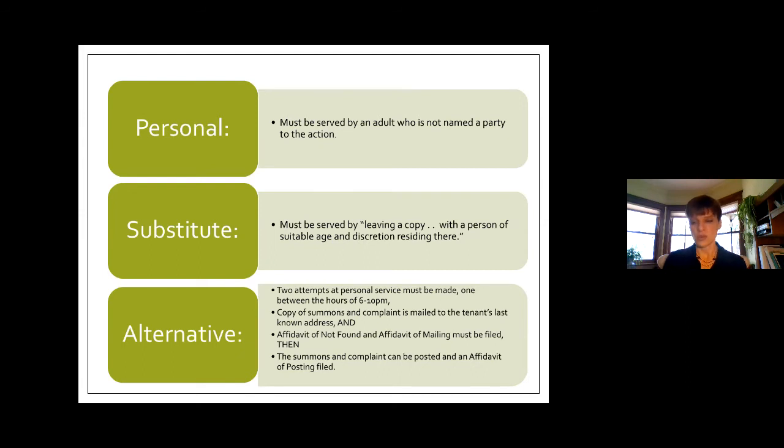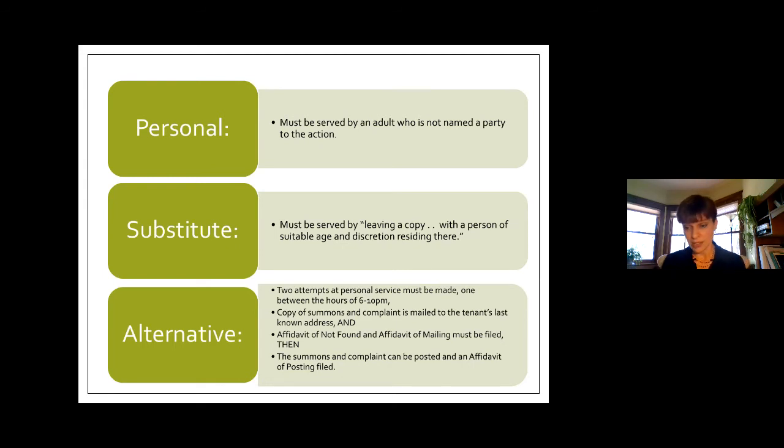And it's only after those documents are filed that the landlord, or the landlord's agent, whomever they're using to do service, can go back to the property and post that sign, the eviction action complaint, on the door. So what this practically means is that the landlord, in order to do service correctly through alternative service, needs to visit the property at least 3 times. 2 of those times are going to be to do personal service, and those, once again, on separate days. One needs to be between 6 and 10 p.m.